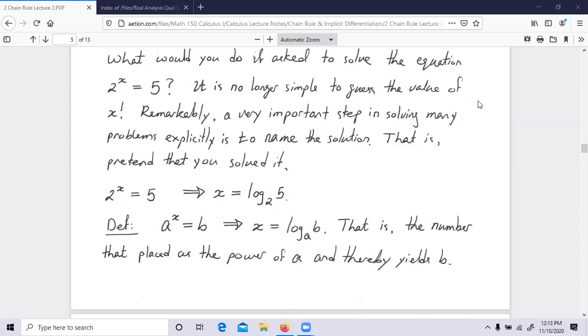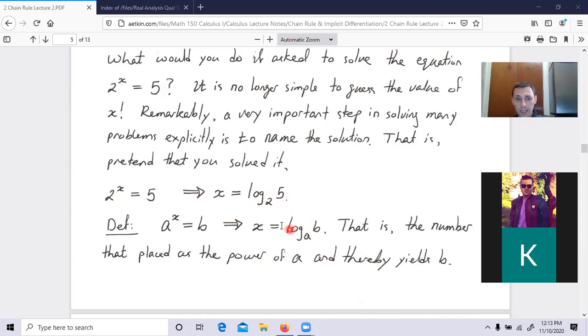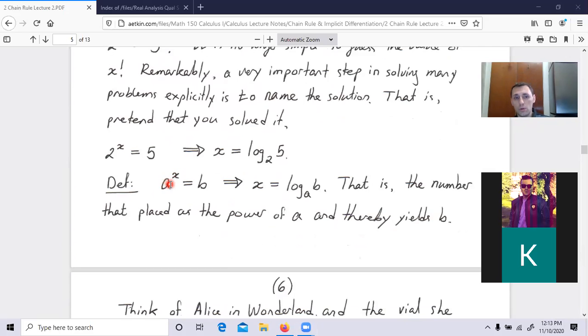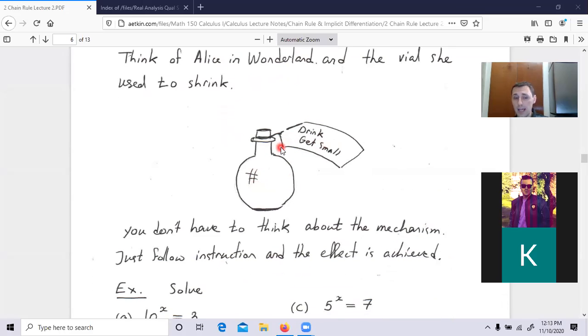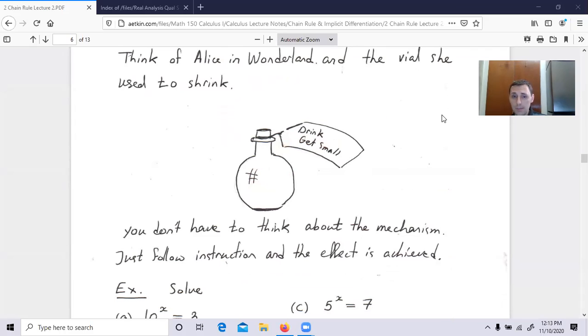It's like Alice in Wonderland, a vial with a tag that says drink from me and you will be shrunk. Do you understand what I'm saying? In general, when I want to know the solution to a to the power of x equal to b, I can say x is equal to log base a of b, which means some number that is placed over a and gives you b, provided the number exists. Okay, this is the analogy. It's just a tag, right? As many things are just tags.